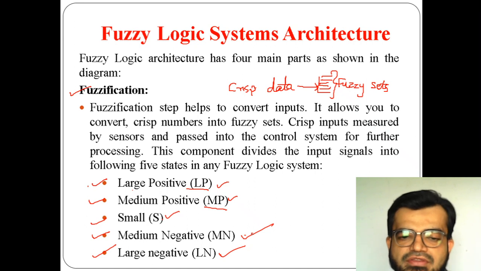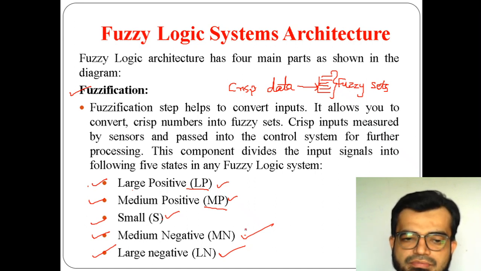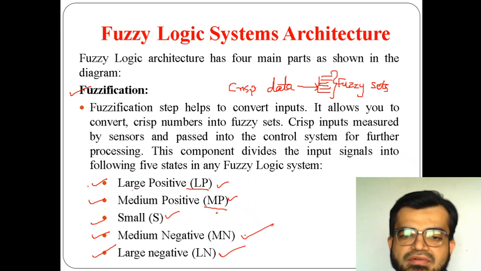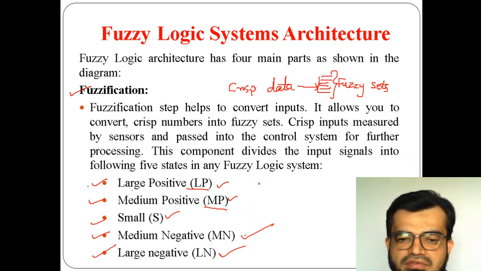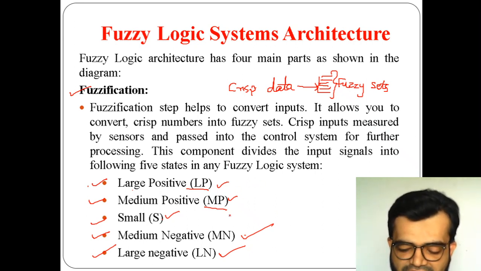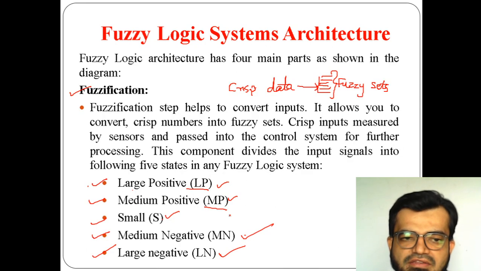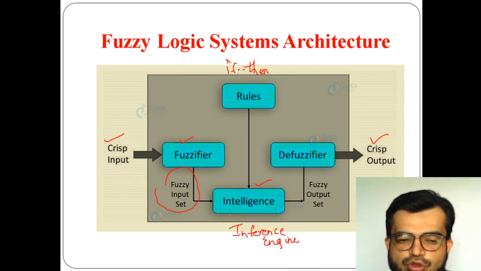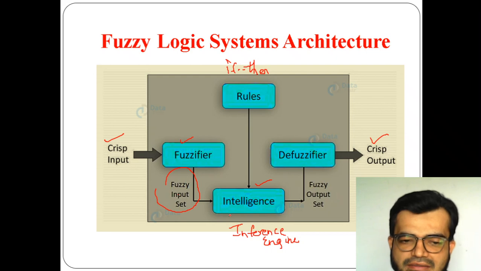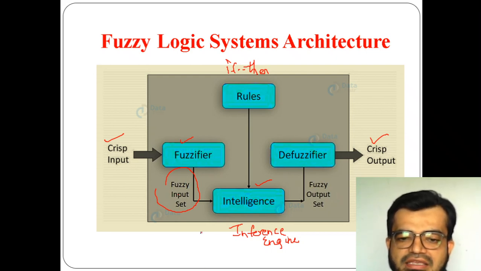In any example, we have to divide by our own; it is up to us how we divide the given things into a group of values, a group of states. That is the process of fuzzification, the first process. After getting that fuzzy input set, it will be given as an output of the fuzzifier and as an input for the intelligence part.